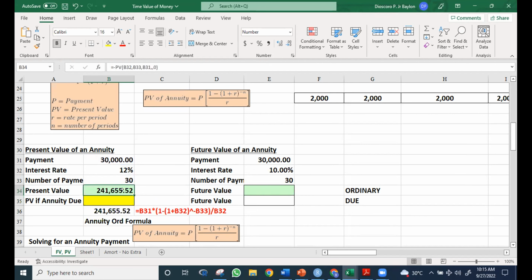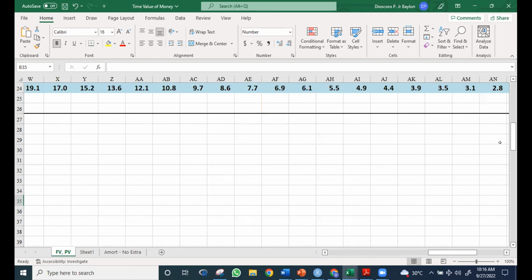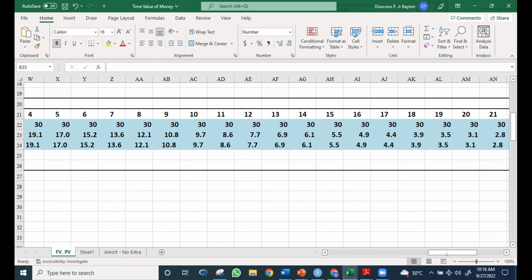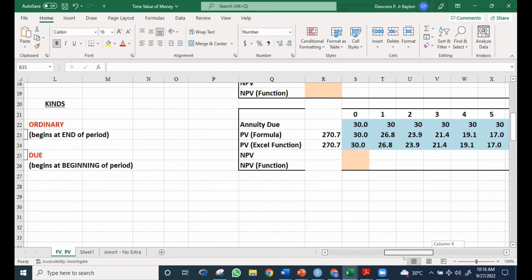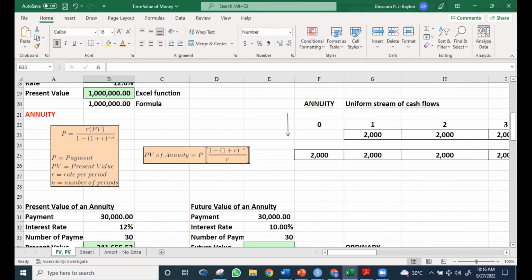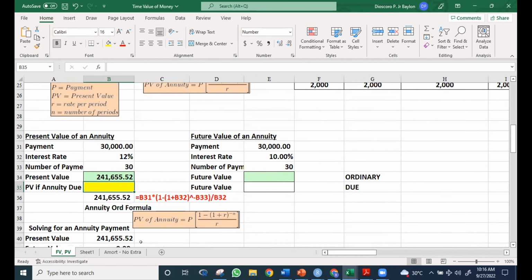241,655.52. This is the present value of annuity ordinary. However, if it's annuity due, we should be getting this amount. Should be getting 270.7, this one. Okay, so before I go there, class, let me pause for a while and please tell me if you were able to.